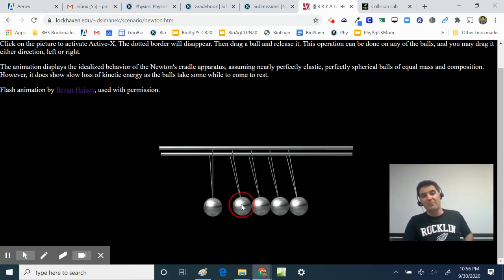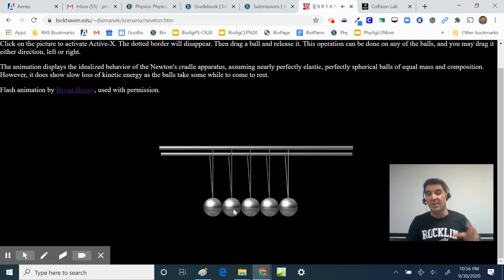then four come out. This one is not exactly like the one you would have in class, because in class I could grab two from one side and two from the other, and let them go at the same time, and they go. And whatever amount you drop from one side comes out the other side. It's actually pretty cool in class.